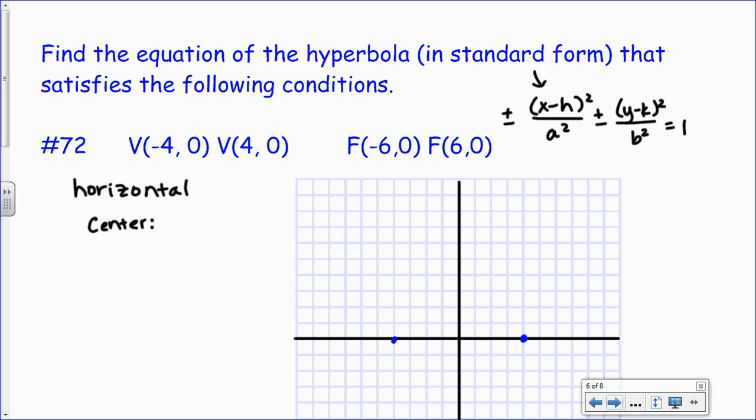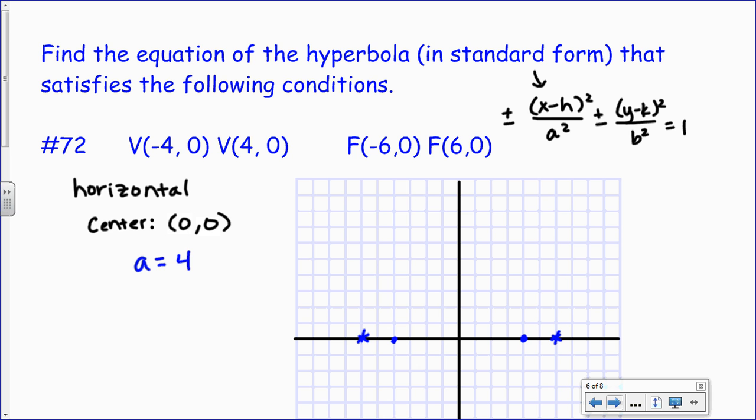So the center has to be halfway between. So the center is 0, 0. All right. So to write my equation, I need my center, h and k, and I need a and b. Okay, well, I also have a. So a is my horizontal distance. So a is 4. I don't know b yet, and then I have my focus. I have foci at negative 6, 0, and 6, 0.